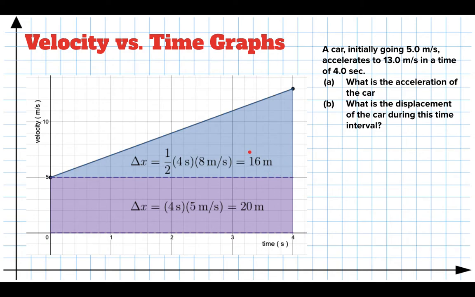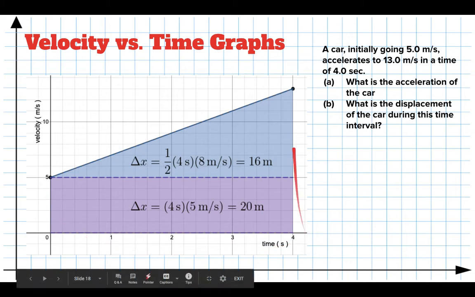And so the displacement of this car is 16 plus 20, or 36 meters. That's how far the car goes during these 4 seconds. And we didn't have to break out any kinematics equations. We just used simple geometry and the idea that the displacement is the area under a velocity versus time graph.